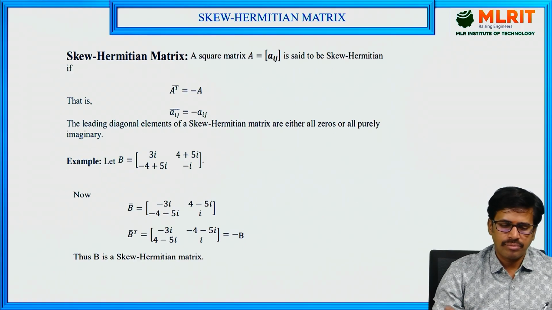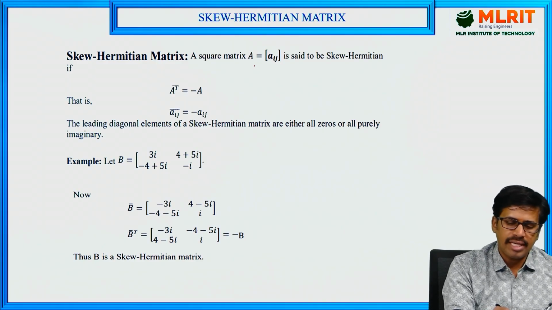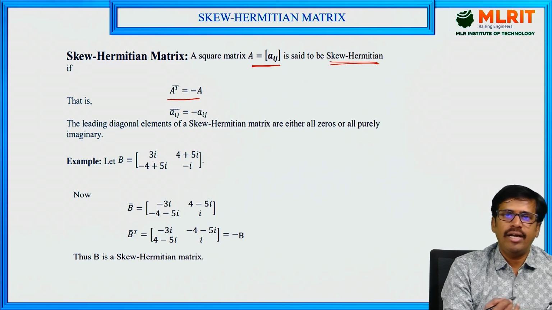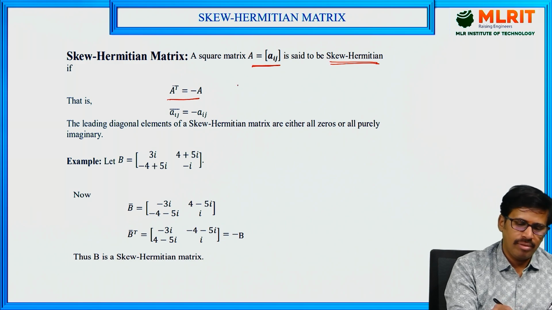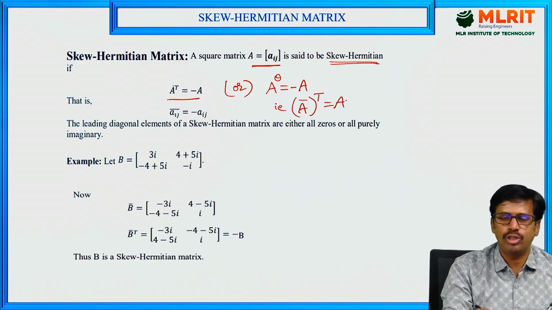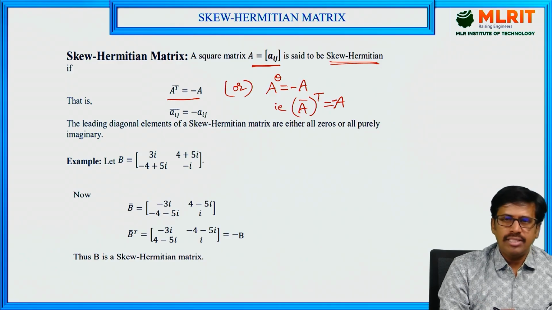Right. Now let us see one more type of matrix, skew Hermitian matrix. A square matrix A equal to [Aij] is said to be skew Hermitian if A conjugate whole transpose equal to minus A. Or we can simply write A power theta equal to minus A. That is A transpose whole conjugate or conjugate transpose, both are same, that should be equal to, sorry, minus A.